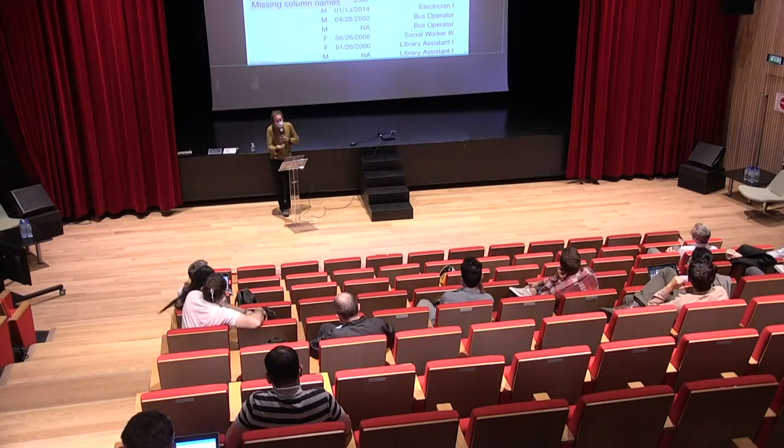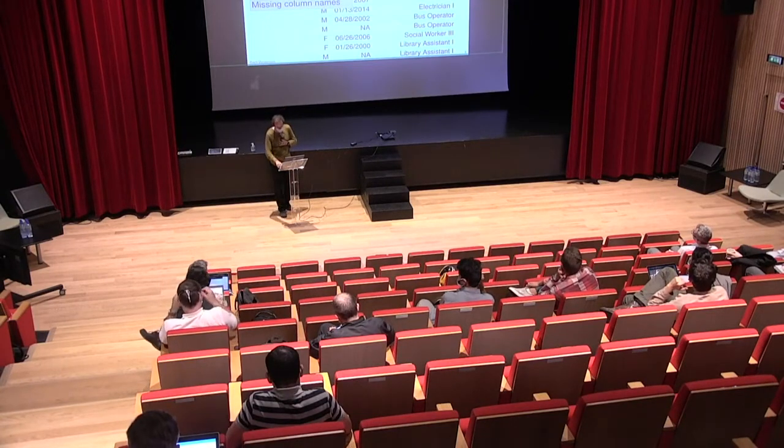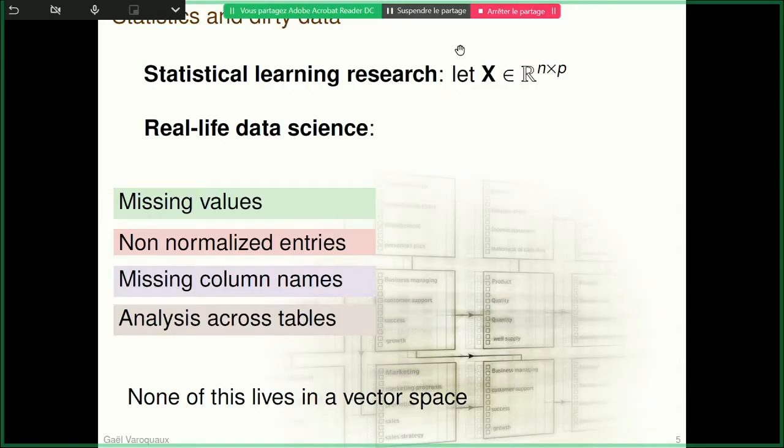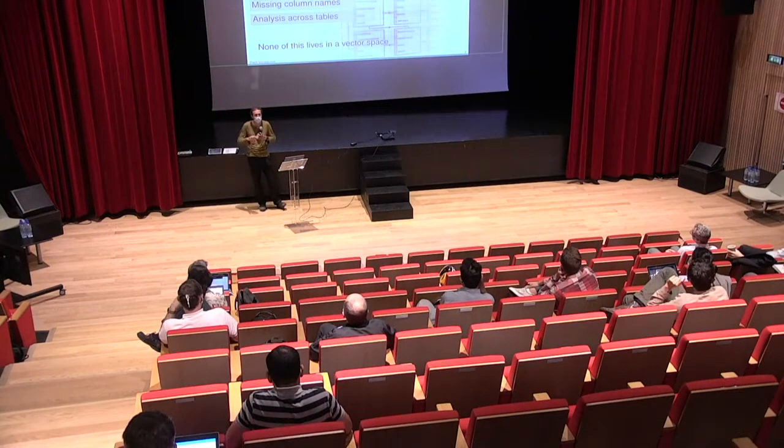And then, this is the best case, but you might have missing column names. This is often the case. Or the column names across the different sites don't match, and then you need to align them. And finally, the real problem is that often you have multiple of these tables, and you need to do the analysis across the tables. None of this lives in a vector space, and I must admit my comfort zone is the vector space. Outside of a vector space, I'm outside of my comfort zone.